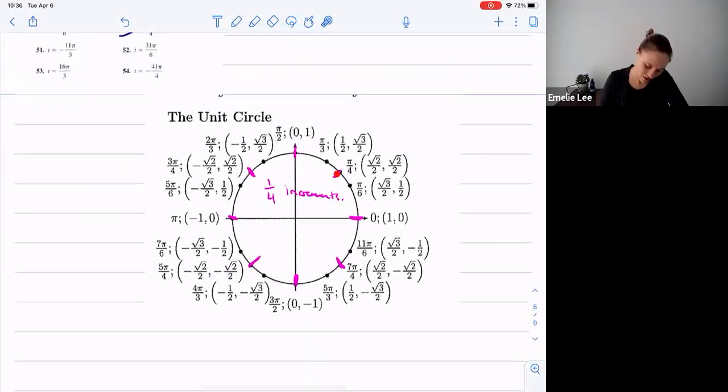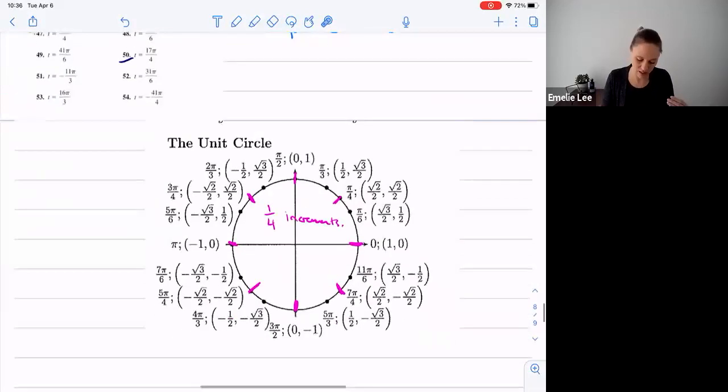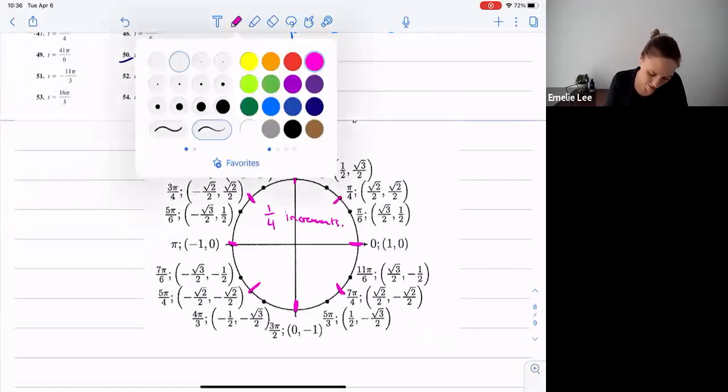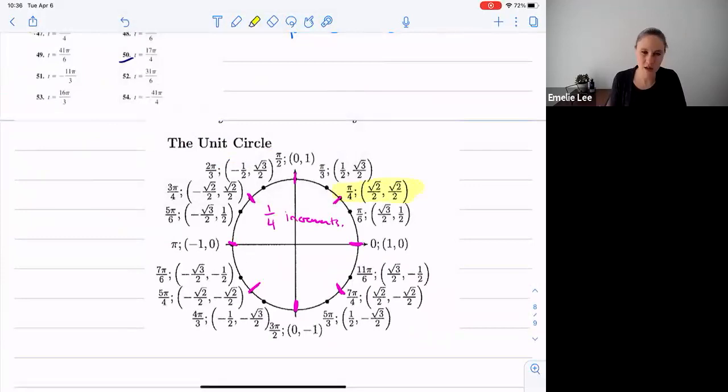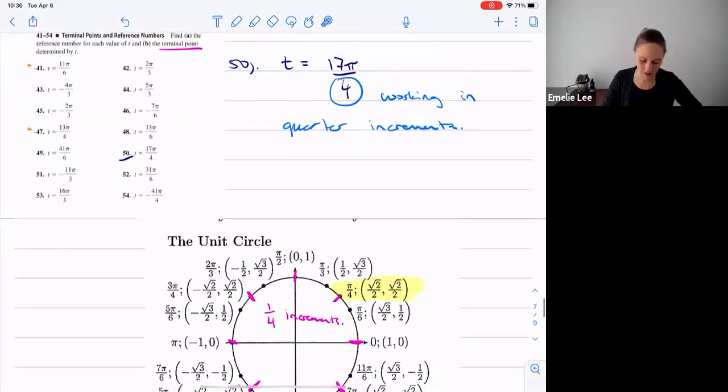Here we go. 1, 2, 3, 4, 5, 6, 7, 8. Okay, no surprise there. 8 pi over 4 is 2 pi. So now I've got 8. If I do another 8, I'm at 16, right? So to get from 16 to 17, I just need to go 1 quarter. And so where I end up is just pi over 4, right? Which means that 17 pi over 4 and pi over 4 are coterminal, meaning they have the same terminal point.